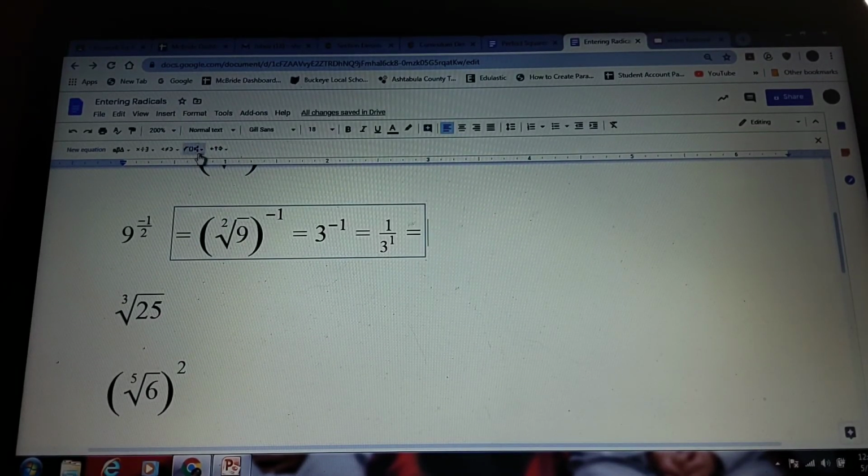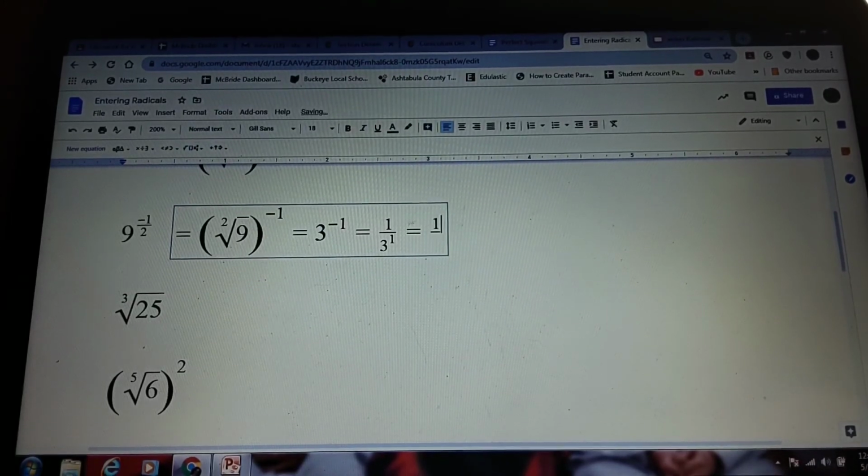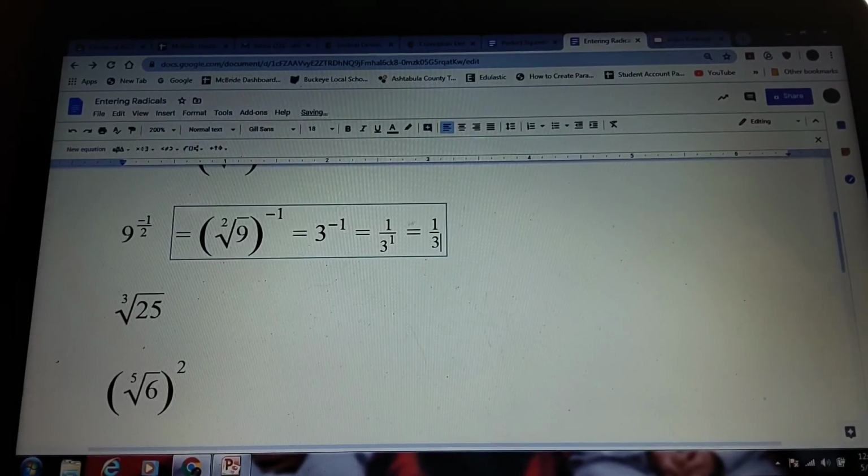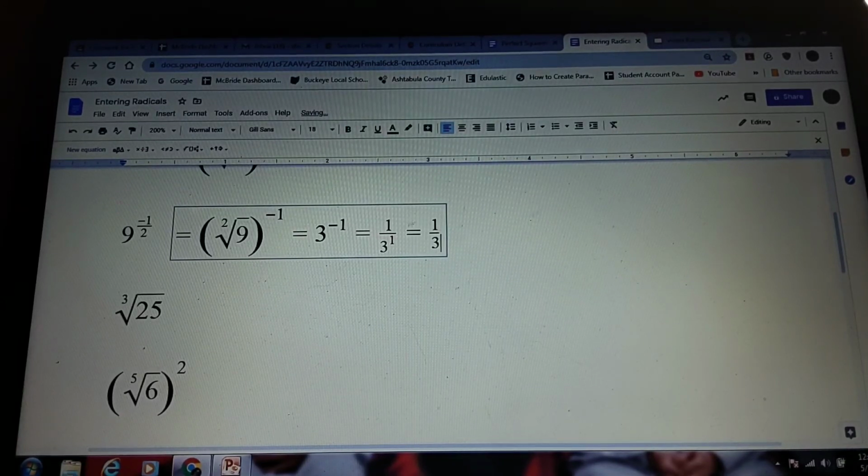Back up to the math toolbar. A over B. So the top stays 1, and 3 to the first is 3. Is your final answer. Okay, now on this one where you had -1, you could have gone straight from 3 to the -1 to the 1/3, but I wanted to show you what the steps are in case you have -2 or -4, so you can figure out how to do that.